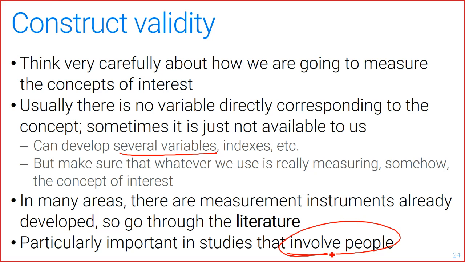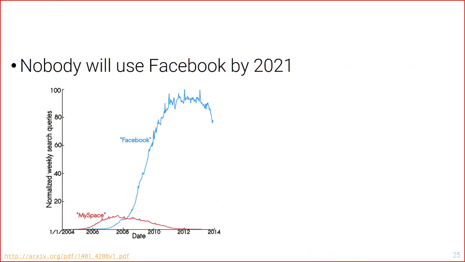And to give you just an example of how things can go wrong, this is from a paper, I'm going to say like 5-6 years ago. People at Princeton said that nobody would use Facebook by 2021, so next year. Why did they make that claim? Because they were looking at numbers. So how often do people look for Facebook on Google? And here we have the date, and how often people look for Facebook on the internet.